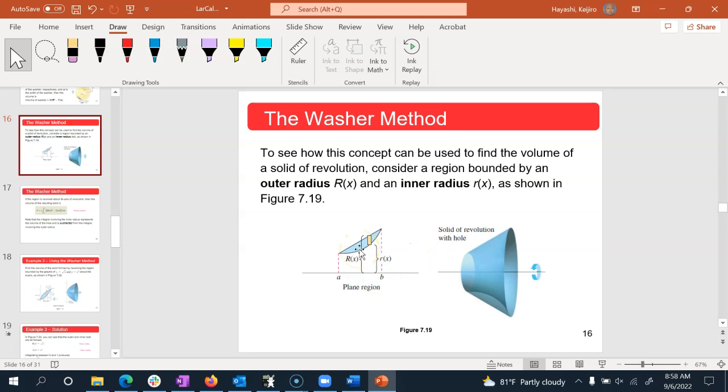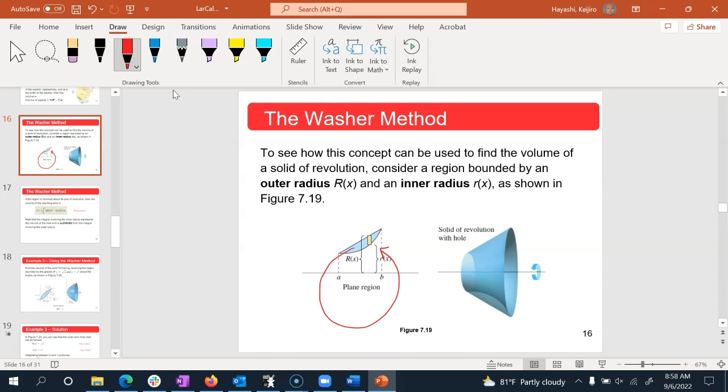So the washer method is going to have to be used whenever you have any shape that is not right up against the axis. If there's any space between your shape and the axis of revolution, you're going to need to use the washer method. You're going to need to consider it as there being an outer radius and an inner radius. So if you took this sort of lens-looking thing and rotated it around this horizontal axis of revolution, what you would end up with is this sort of weird, kind of megaphone-looking thing with a curved inside.